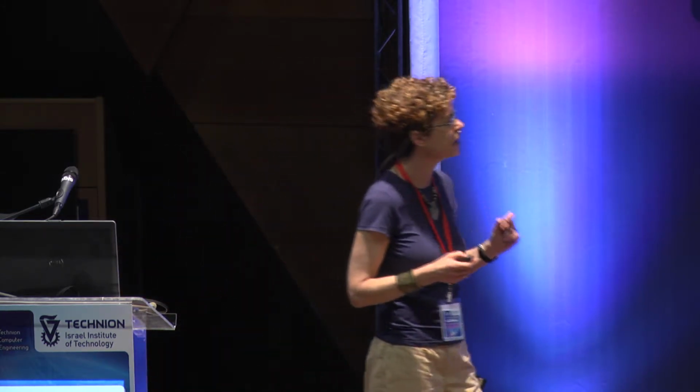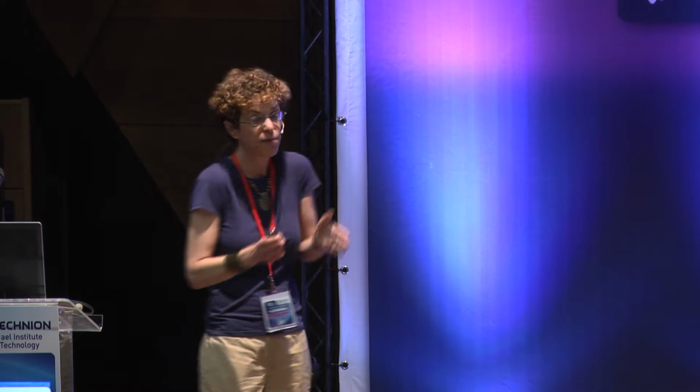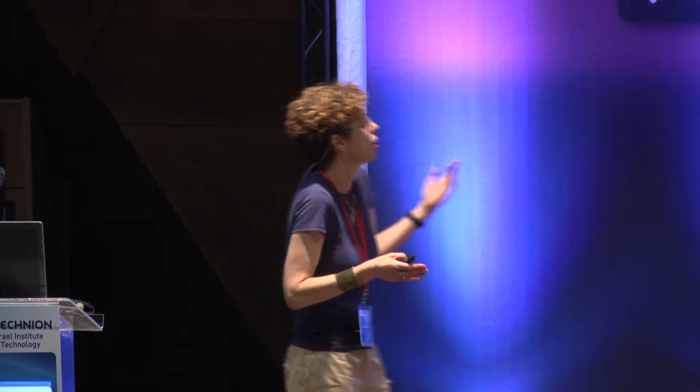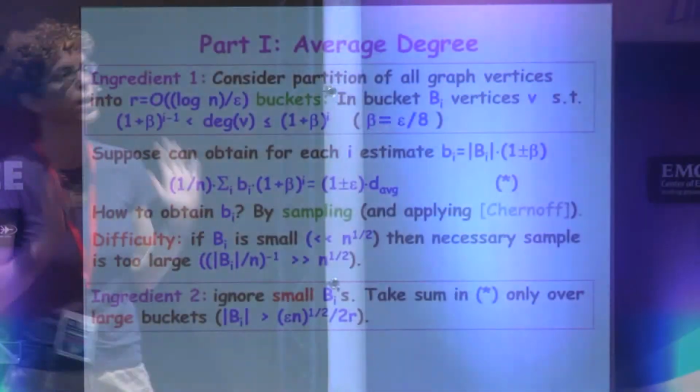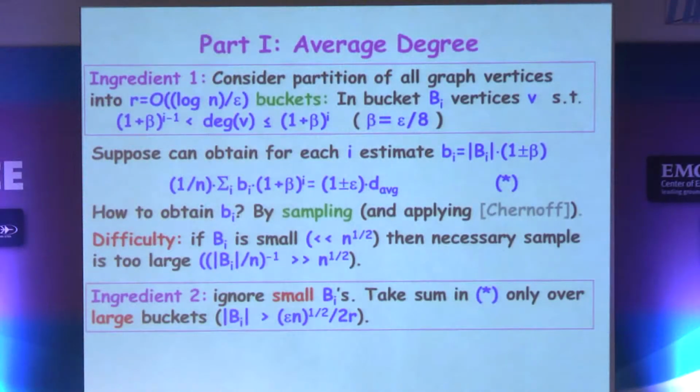The difficulty is that for buckets that are small, I want an algorithm that has dependence roughly like square root of n. But if a bucket is much smaller than square root of n, then just in order to hit it, not even estimating its size, the size of the sample I need will be much greater than square root of n, and I want to stick to the square root of n. I don't want to go much higher.